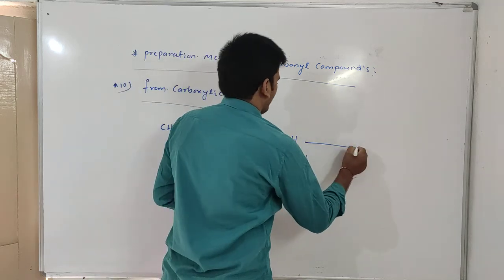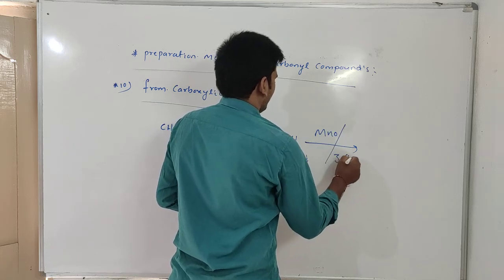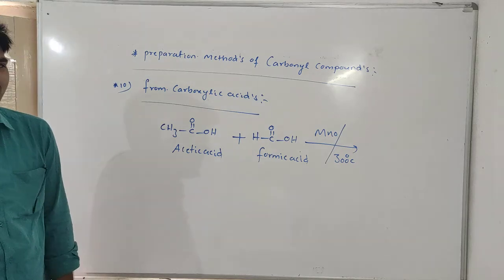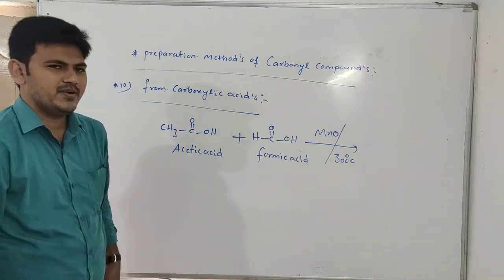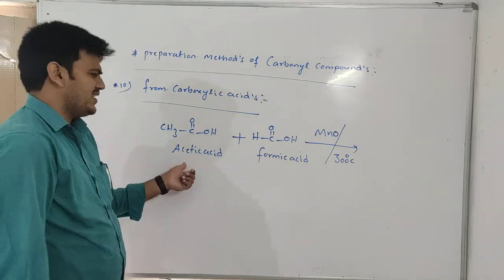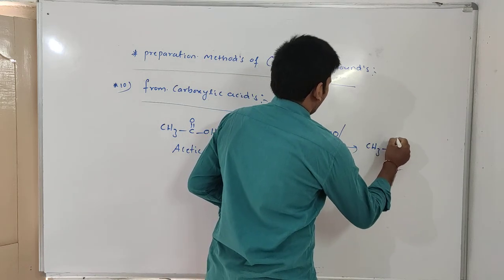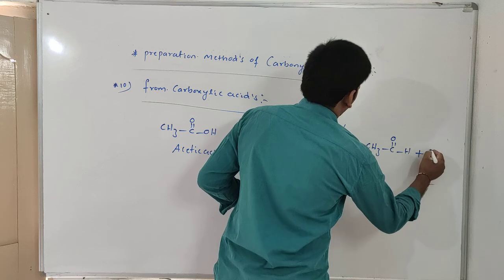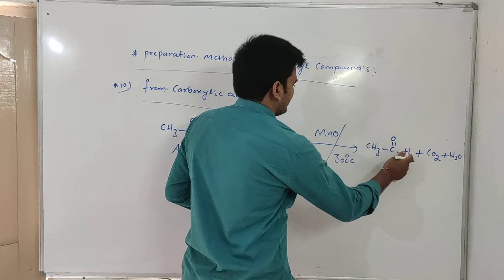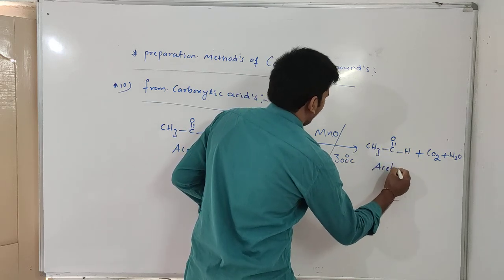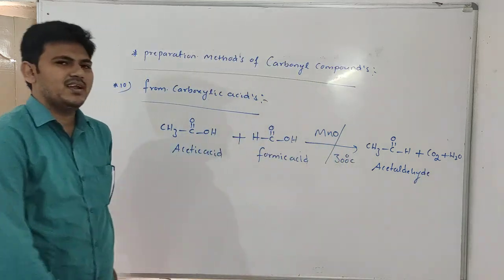In the presence of MnO at 300 degrees Celsius, the carboxylic acids, acetic acid and formic acid, are converted into acetaldehyde, formula CH3CHO, and the byproducts are carbon dioxide and water. So the main compound is acetaldehyde.